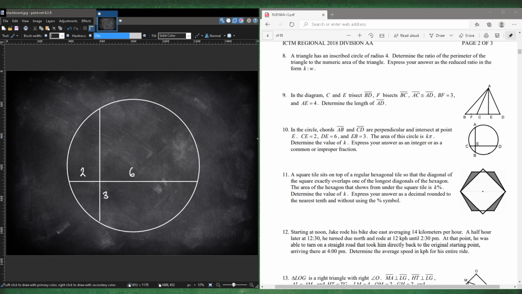So we need to find the area. First, let's find this side length. This is just to describe angles and lines. The product of the segments are the same. So 2 times 6 is 12. 12 divided by 3 is 4. So that tells us that this length is 4.